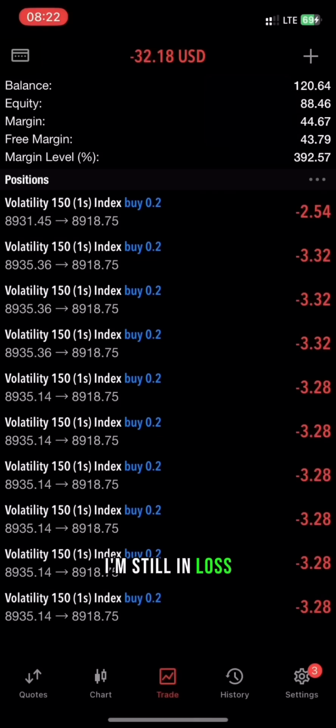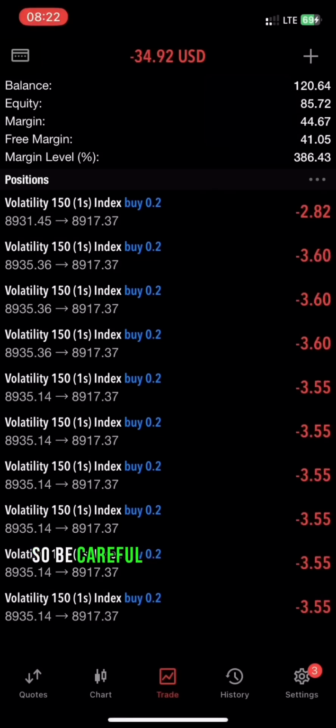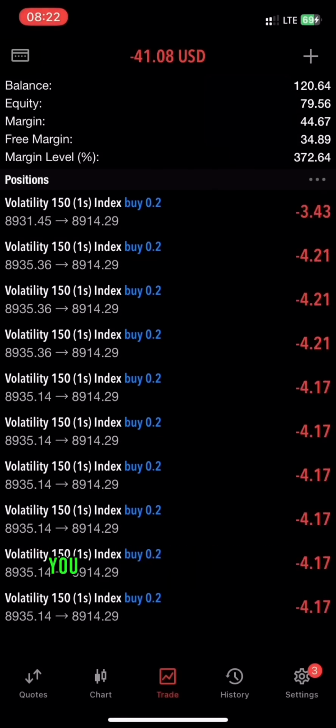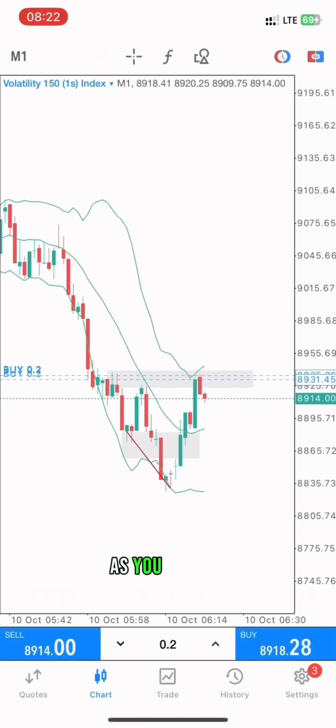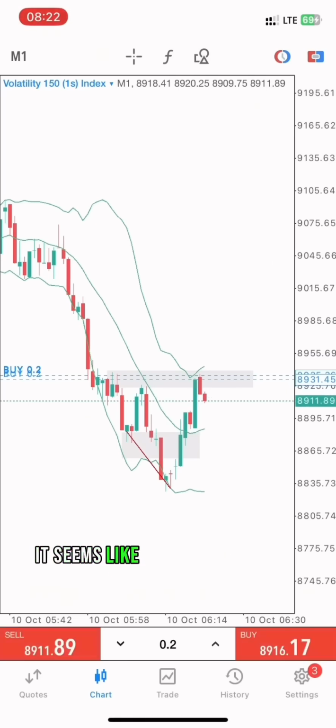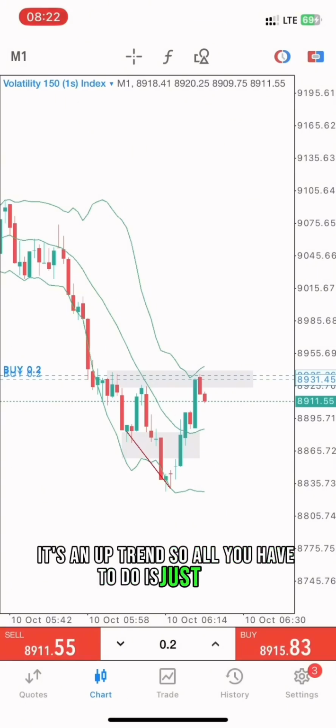I'm still in loss, so be careful when you enter full margin. You might blow your account, so be careful with the positions you might enter. You might blow the account. As you can see, it seems like it wants to go down, but it's an uptrend, so all you have to do is just wait.